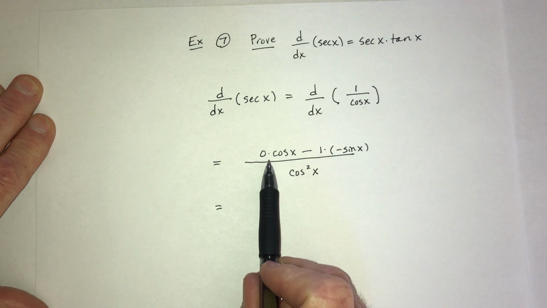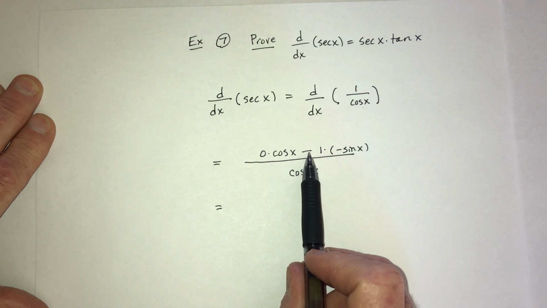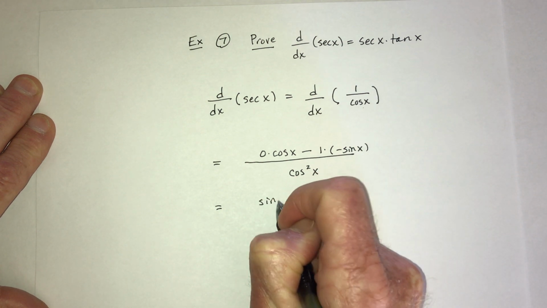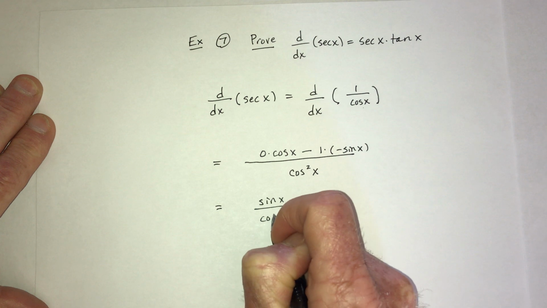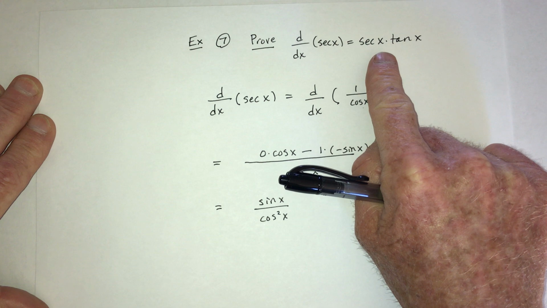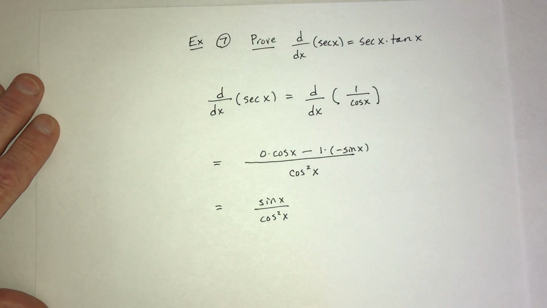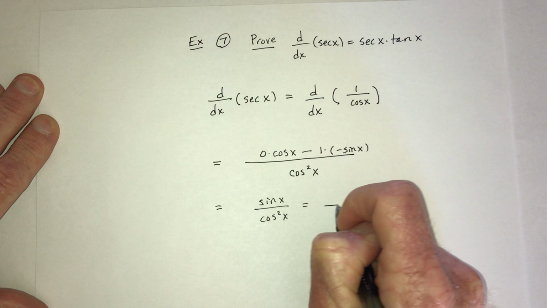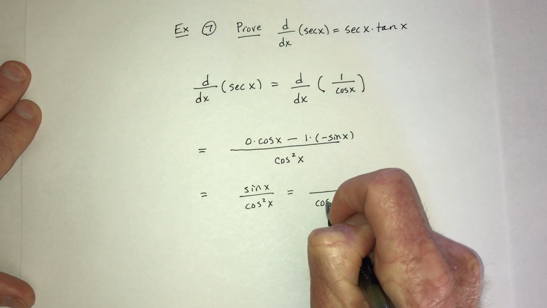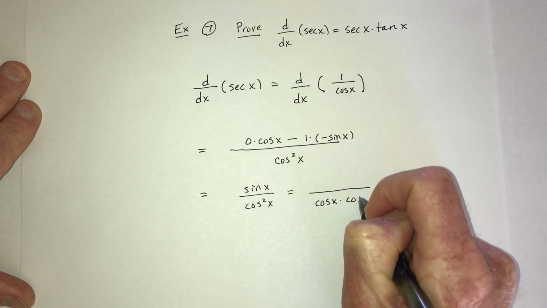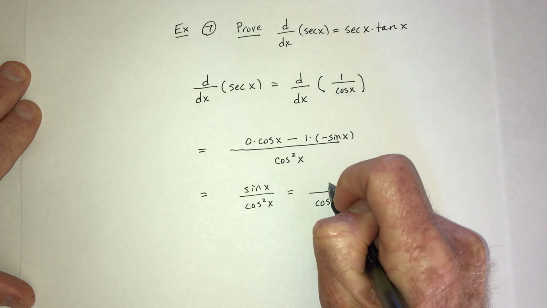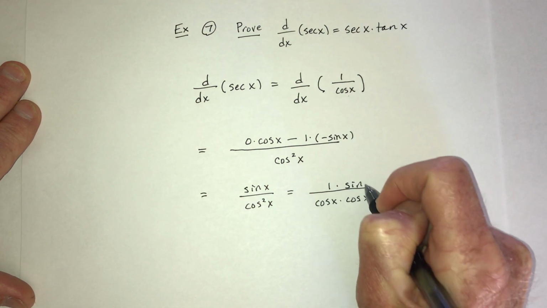And then simplify this. So this is going to be 0. This is going to be a negative times a negative is a positive. So that means that it's sine of x divided by cosine squared. Ta-da! Well, wait, that's not quite done. Shoot. Okay, well, I'll just keep going. So the next step, cosine squared means you've got a cosine times a cosine. And sine can be rewritten as 1 times sine.